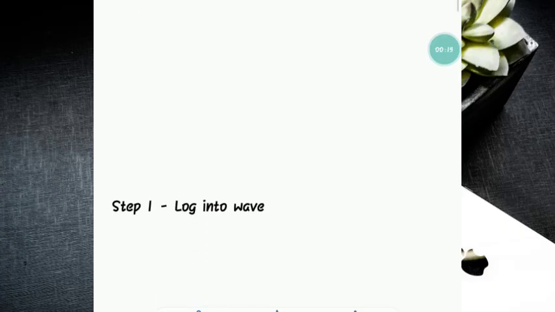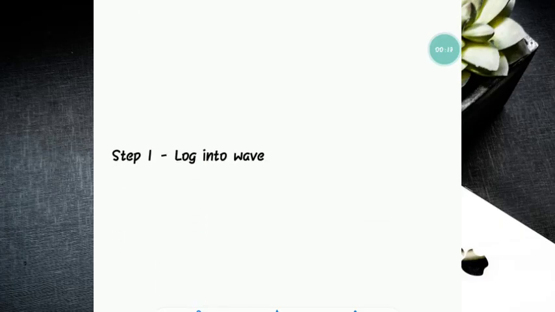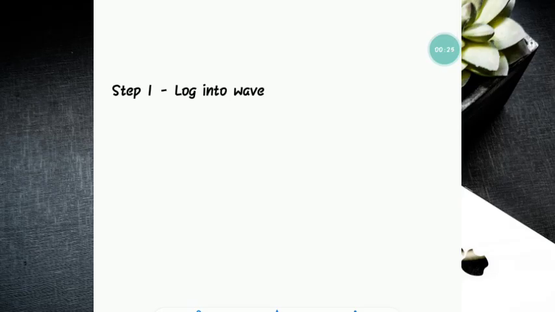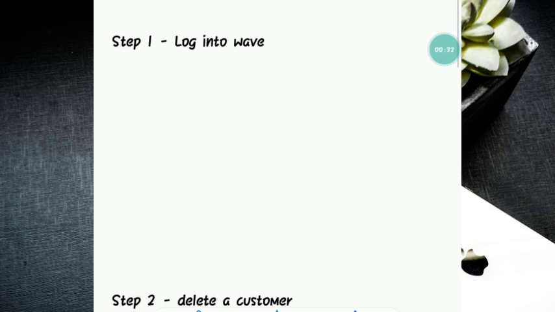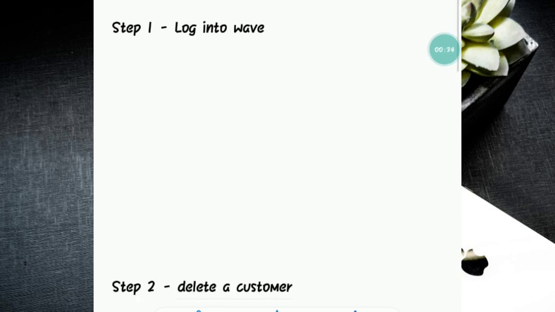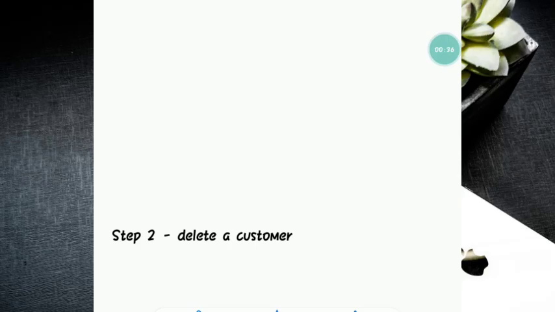Let's jump in. First, log into your Wave account using your credentials, and then head over to the sales menu that's on the left hand side. There you're going to click on customers, and it's going to show you a list of all of your customers' profiles. Now just find the customer that you want to remove or block and click on their name to open up their profile.